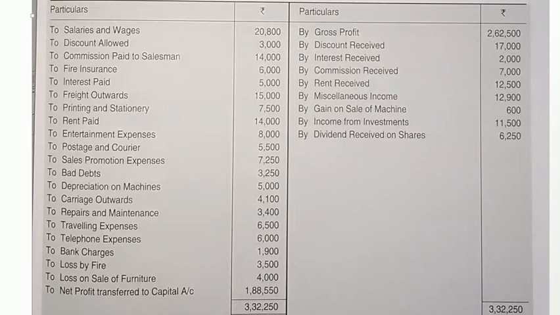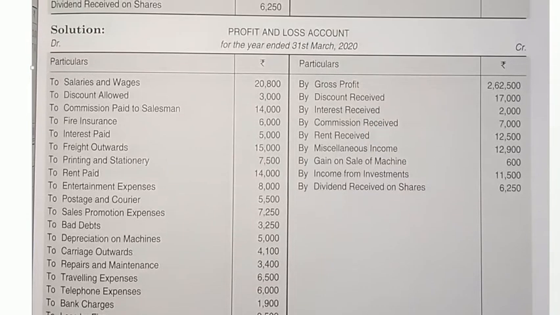In the format of profit and loss account, in our earlier classes I have already discussed that on the debit side all the expenses will be recorded. Only expenses will be recorded on your debit side, and on your credit side only incomes will be recorded.